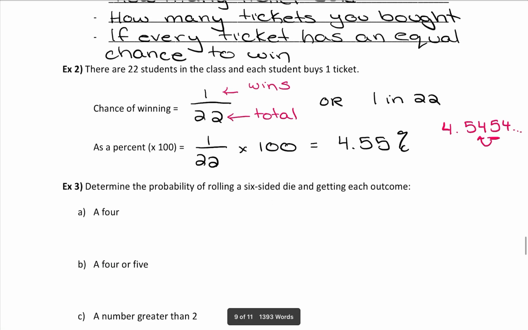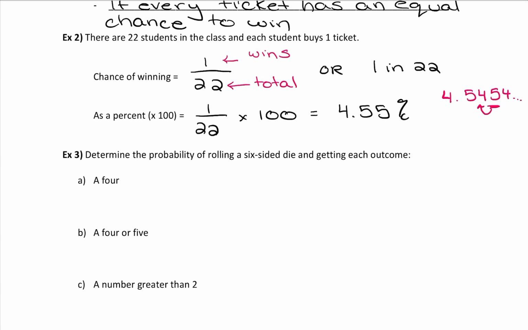All right, example 3, determine the probability of rolling a 6-sided die, so there's 6 total outcomes, and getting each outcome. Okay, so we want to know the probability that we get a 4. So remember there's 6 in total. The total number of outcomes always goes on the bottom, so that's a 6. How many 4s are there on a 6-sided die? Well, a 6-sided die has 6 sides. The number 1 is on one side, then there's a 2, a 3, a 4, a 5, or a 6. So out of those 6 outcomes, only one of them is a 4. So I have a 1 out of 6 chance. If I want to write it as a percent, 1 divided by 6 times 100 is 16.67%.